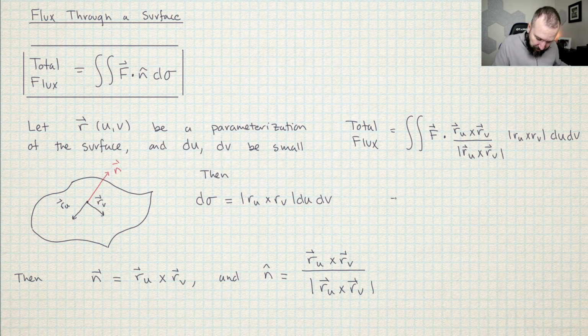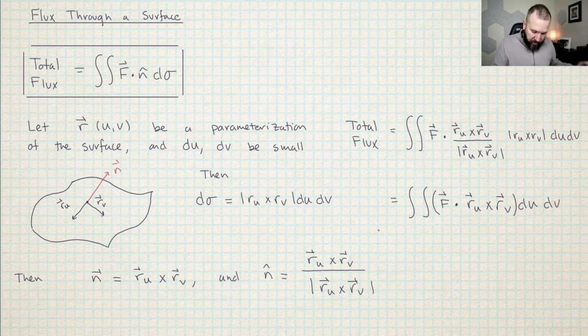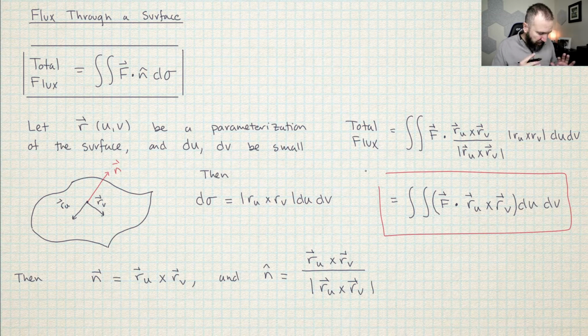Okay, so that's it. Now we get the final formula for total flux, which is the double integral of F dot r sub u cross r sub v du dv. So there is implied parentheses right here. And you're integrating over all the values of the parameter. So this is the final formula that we're going to use to calculate the total flux through a surface.